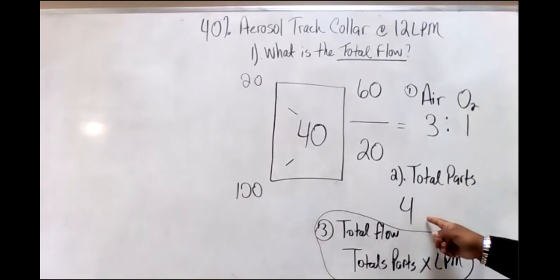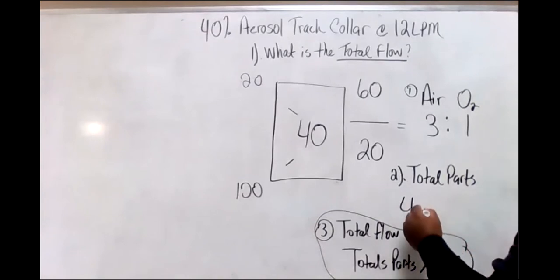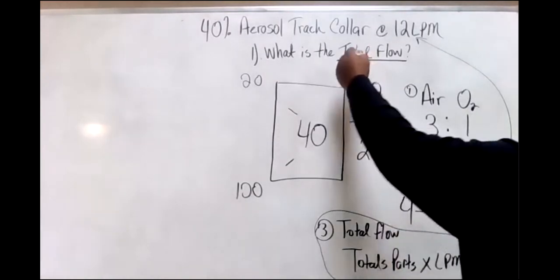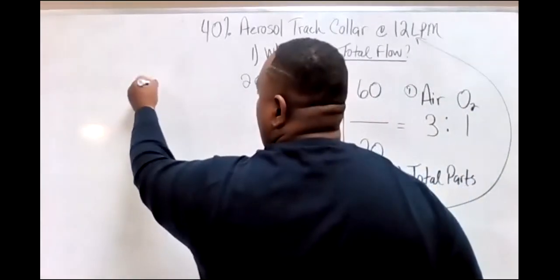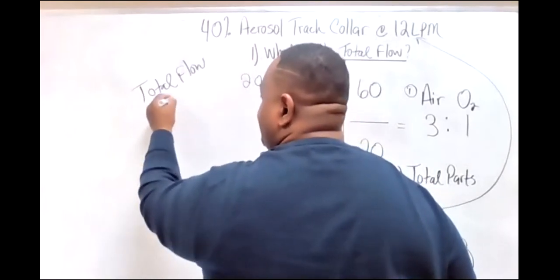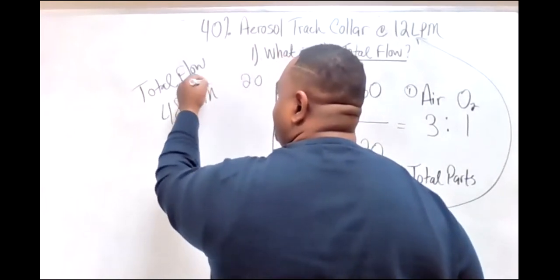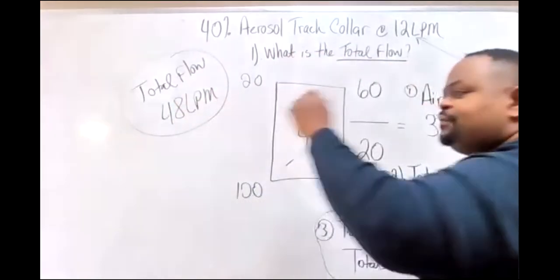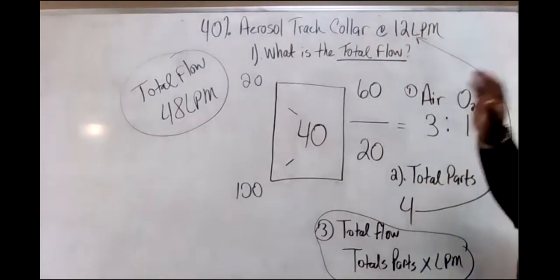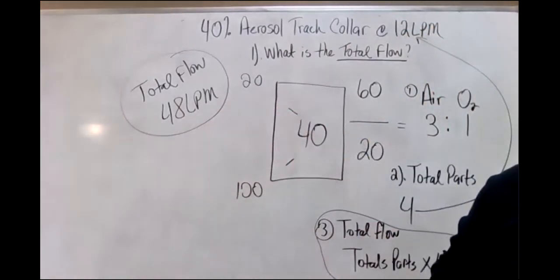So what's the total parts? Four. And four times 12 liters per minute is what? 48. Good. So the total flow of this device is 48 liters per minute. That's how much flow this 40% aerosol trach collar running at 12 liters per minute is putting out: 48 liters per minute of total flow.